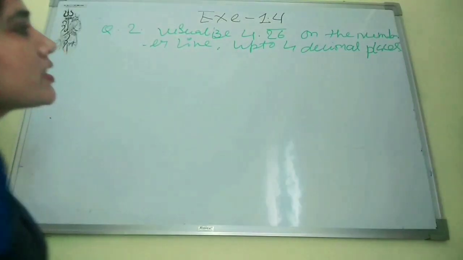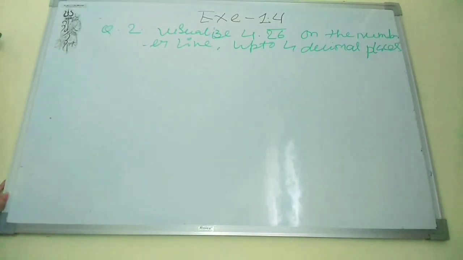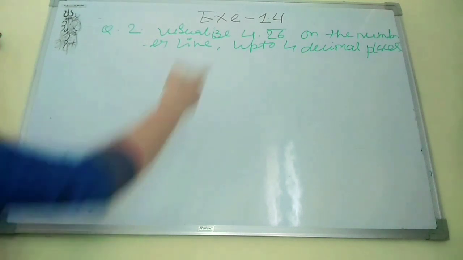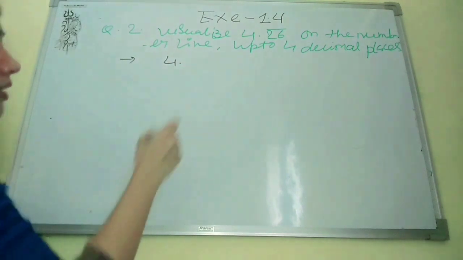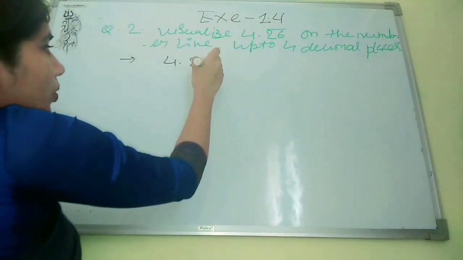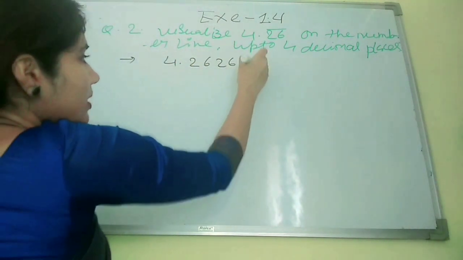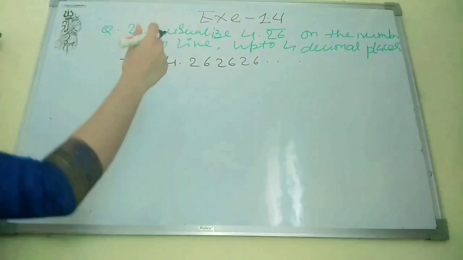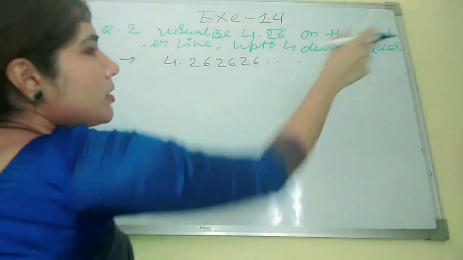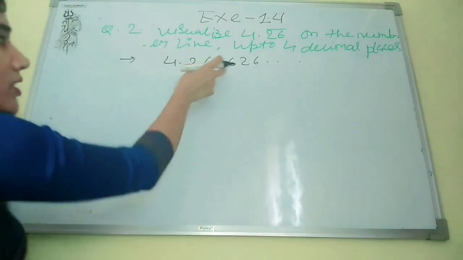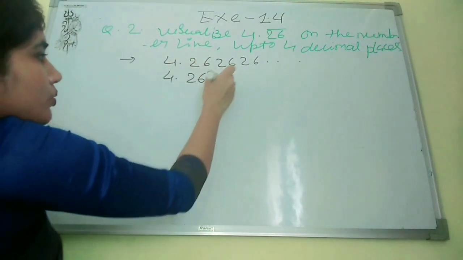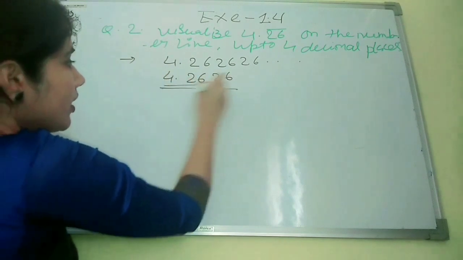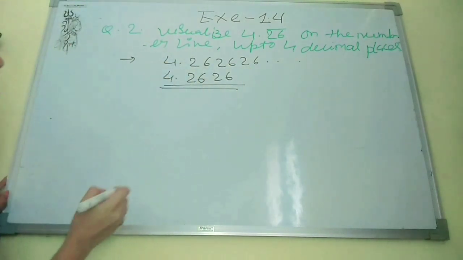Show where 4.26 bar lies on the number line up to 4 decimal places. So you are seeing this is 4.26 bar, so we will expand it like 4.262626 up to infinite times, and it is saying you have to show up to 4 decimal places. So we will take 4 digits after the decimal: 4.2626.